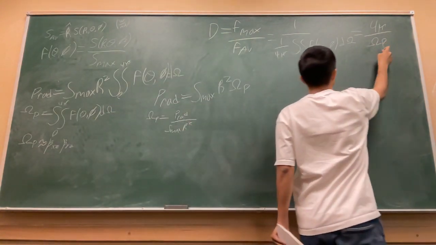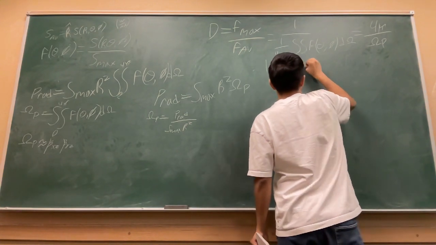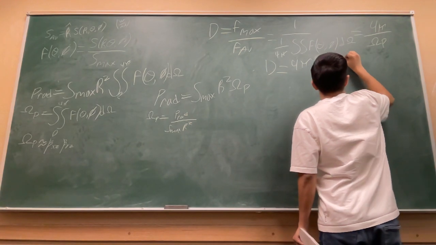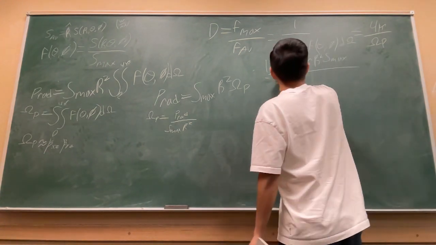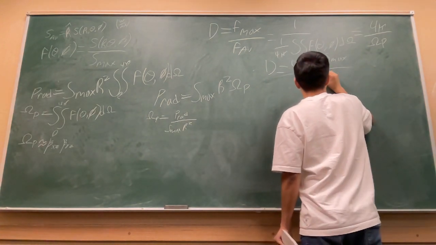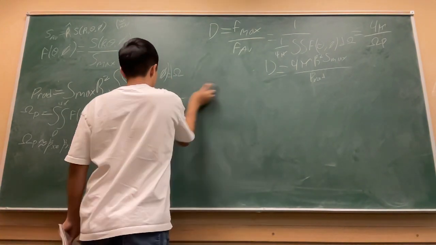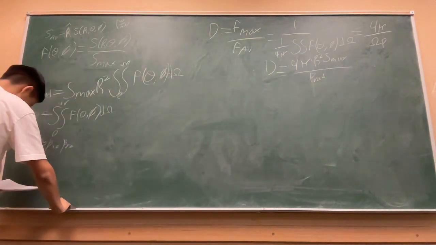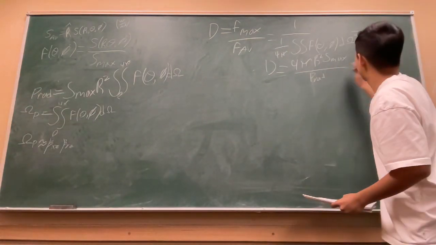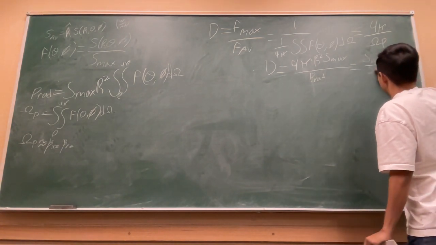Okay, we can plug that in over here. And so we get another equation for our D, saying that it's equal to 4 pi times r squared times S max over the power radiated from our antenna. Okay, so this is one of the equations for D. And before I move on, this is also equal to the S max over the S average.